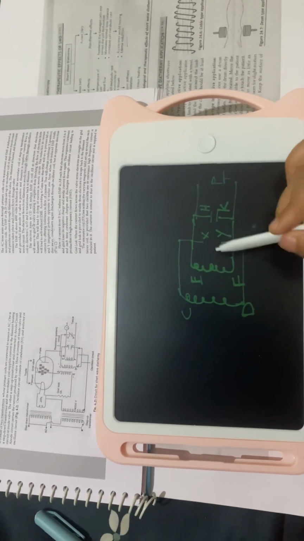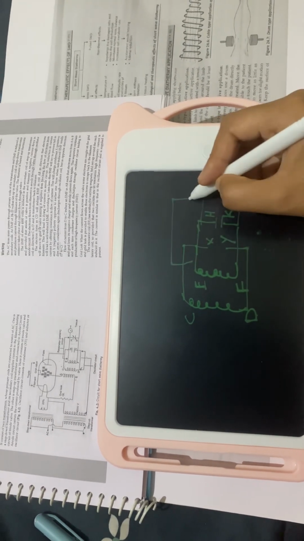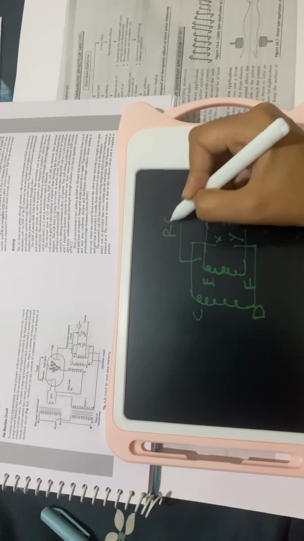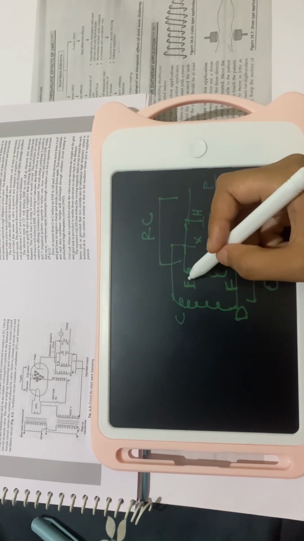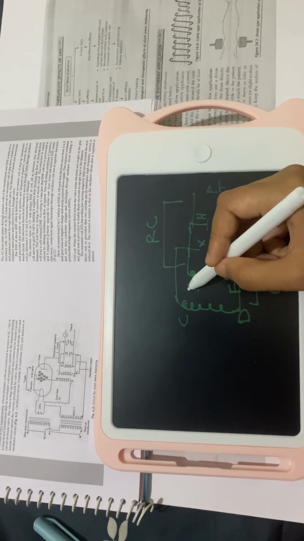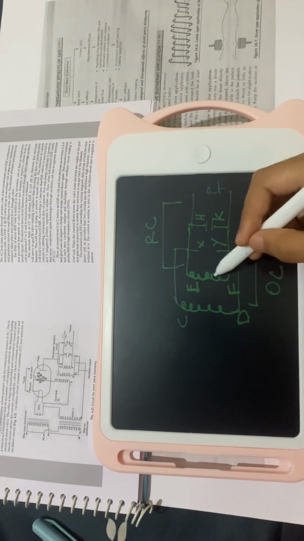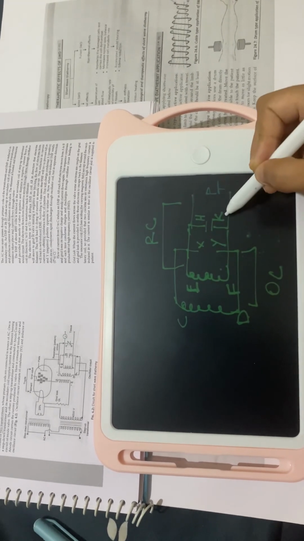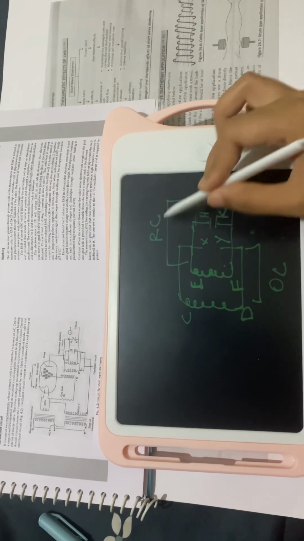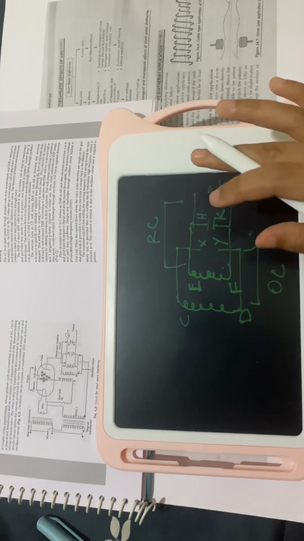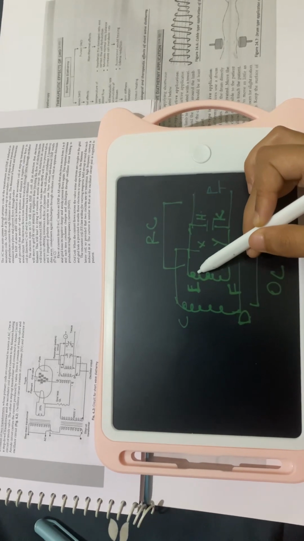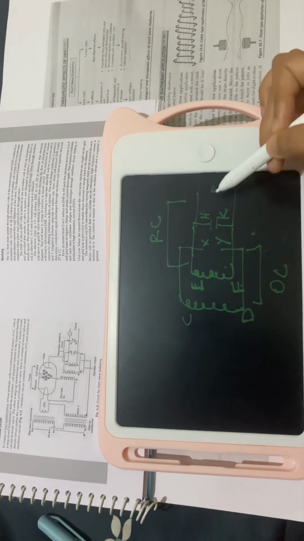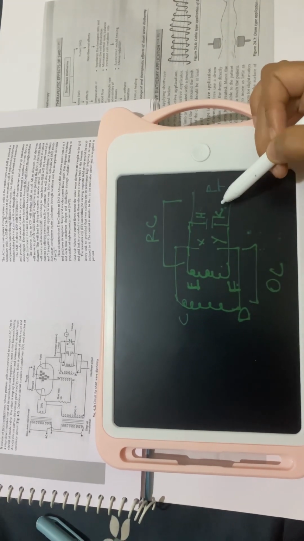So remember, this is the resonator circuit and this is the oscillator circuit. The resonator circuit consists of an inductor coil EF and a condenser HK. This is the resonator coil or patient circuit. The resonator circuit or patient circuit consists of an inductor coil EF and a condenser HK.